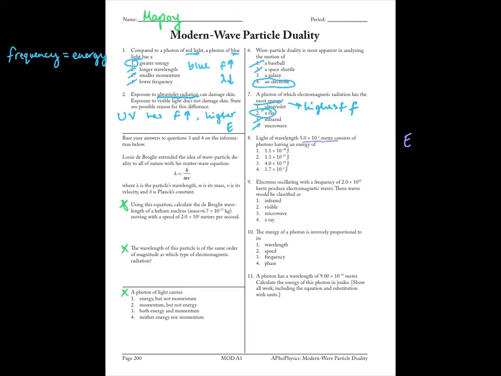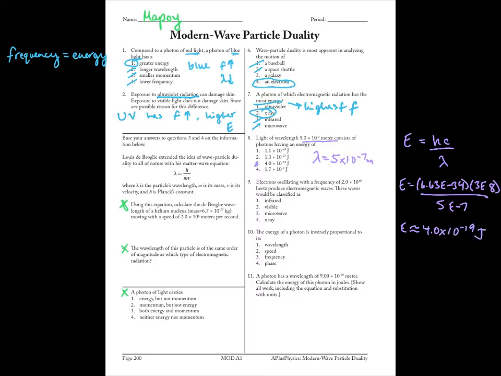Okay. Next, light of wavelength of that much consists of photons having what energy? So we're given a wavelength. So we got to use the energy equation E equals hc over lambda. So E is equal to h, which is on the reference table, 6.63 times 10 to the negative 34, times 3 times 10 to the 8, over 5 times 10 to the negative 7. You'll get that the answer is 4.0 times 10 to the negative 19 joules. That's choice 3.